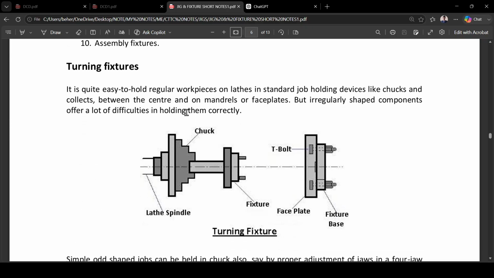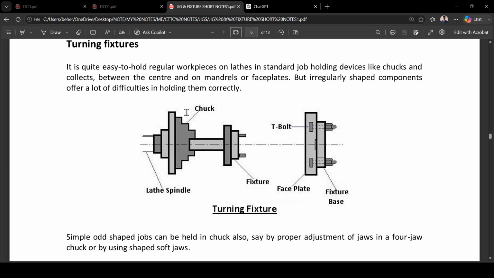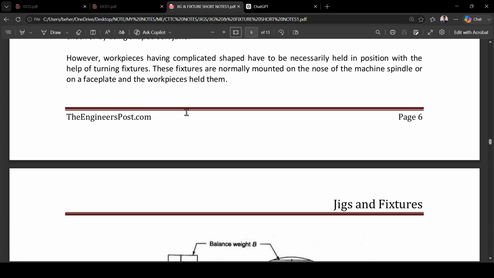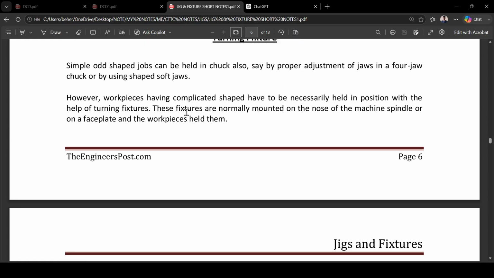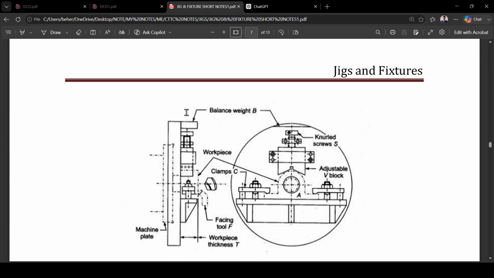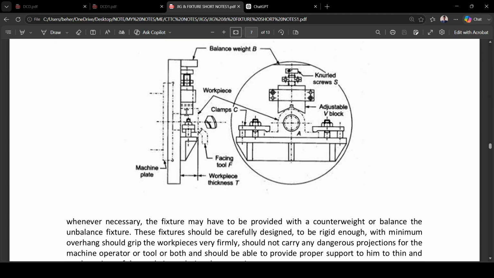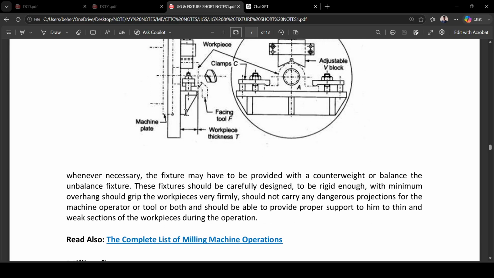So this is the turning fixture. You can read and write about that, whatever your doubt. See, that is the image of the turning fixture. So you can read and write all these things.